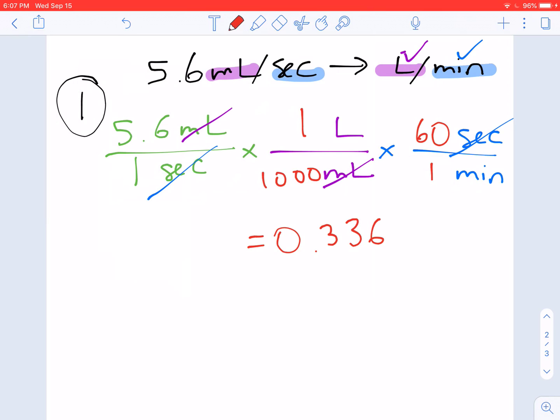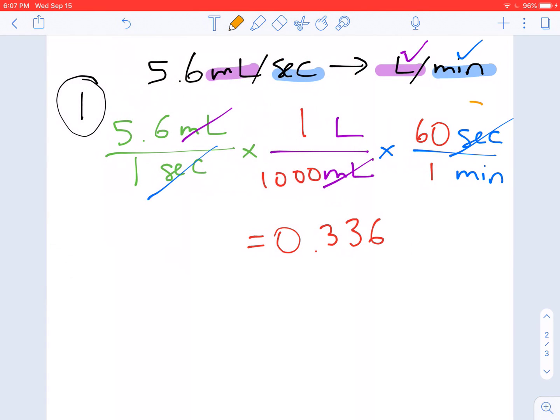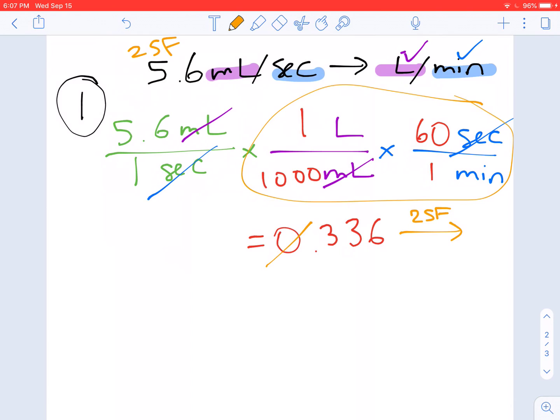Remember that anything in the middle that I'm circling in orange here doesn't count for sig figs, so I'm using that 5.6. 5.6 has 2 sig figs, so I need to get my answer into 2 sig figs as well. Remember that leading zeros don't count, even though I still need it in my answer. So 3 and 3 are my significant digits or sig figs here. 6 will round me up, so I'm going to have 0.34.